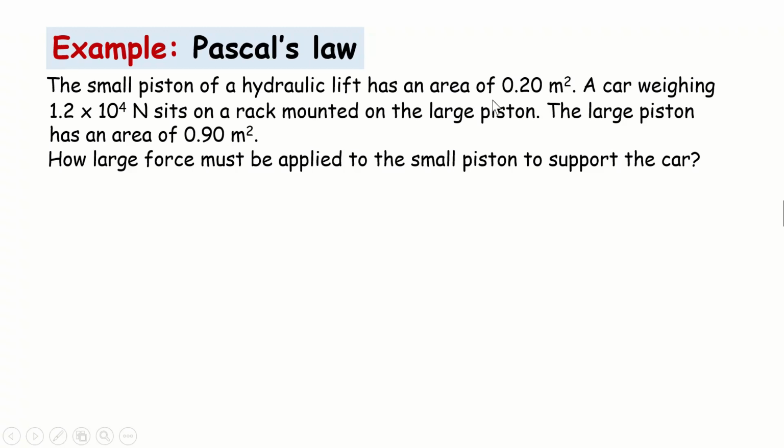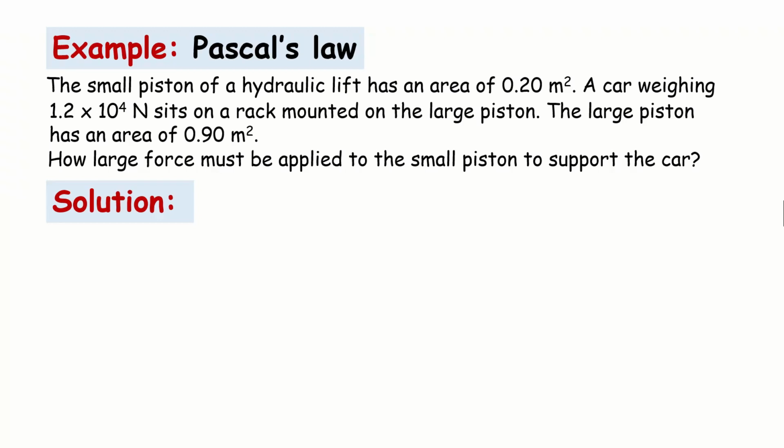One has a smaller area of cross section, 0.2 meters square, and the other has 0.9 meters square area of cross section, which is the larger area. On the larger area of cross section, the load of a car weighing 1.2 into 10 raised to 4 Newton is provided, and we have to find the load that has to be applied on the smaller piston.